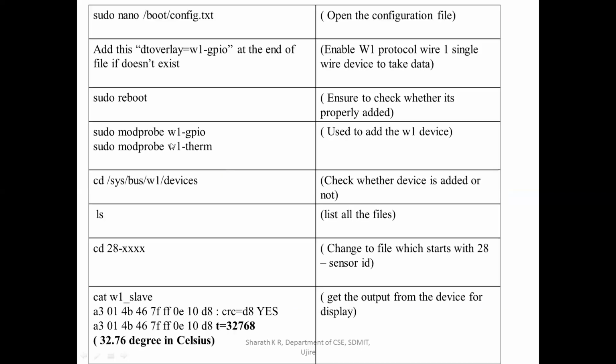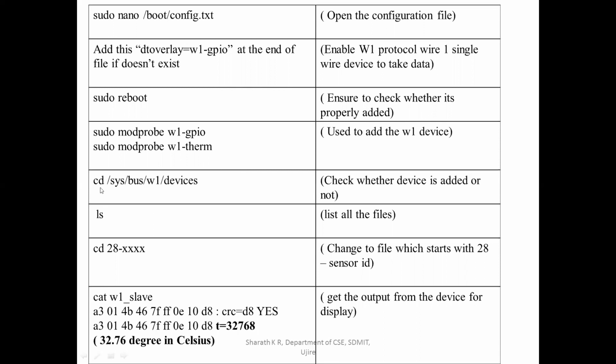Once it is rebooted, we have to add this corresponding sensor device with respect to the Raspberry Pi kit. This could be done by executing two different commands, which are sudo modprobe w1-gpio and sudo modprobe w1-therm. This basically adds the corresponding sensor device with respect to the Raspberry Pi kit. And in order to ensure whether the device is added or not, we can go to the corresponding directory to check the devices folder.